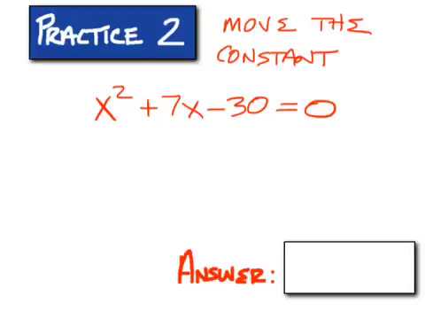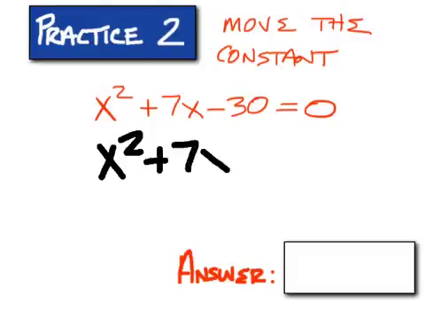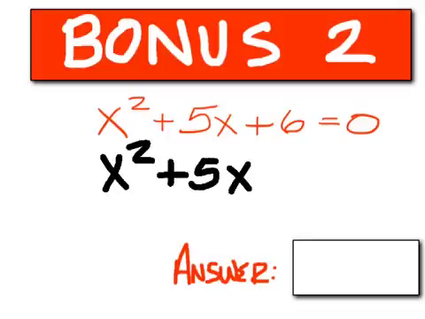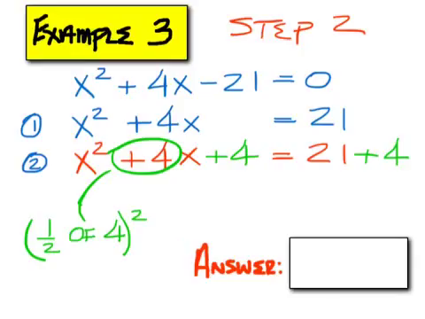Practice problem number 2. Drop this off. Step 1 only. You should have x squared plus 7x equals 30. You should have x squared plus 5x equals a negative 6.